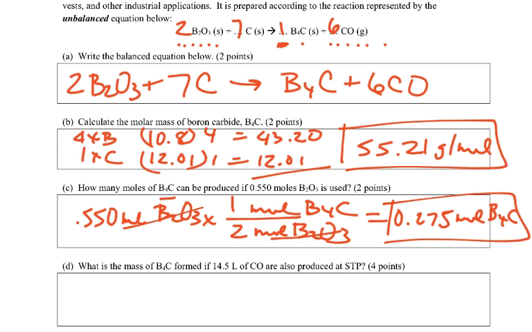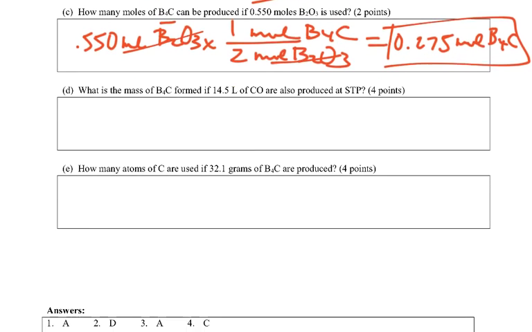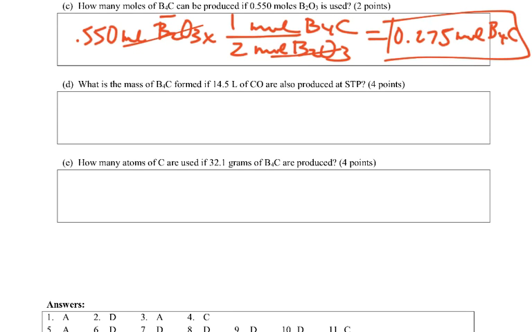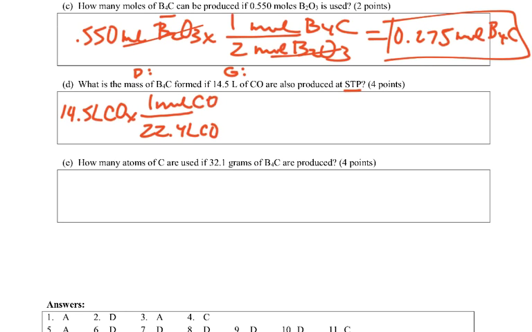Okay, what's the mass of B4C formed if 14.5 liters of CO are also produced? So now I'm starting with liters. This is my given, and I'm going to grams, that's mass, so I want grams of B4C. If I want liters, I'm going to be using my 22.4 liters per mole, and that's at STP. So I'll say 14.5 liters of CO, and I know there are 22.4 liters of CO in 1 mole of CO, 1 mole of any gas. Now I have to go moles to moles, so moles of CO and moles of my desired, which is B4C.